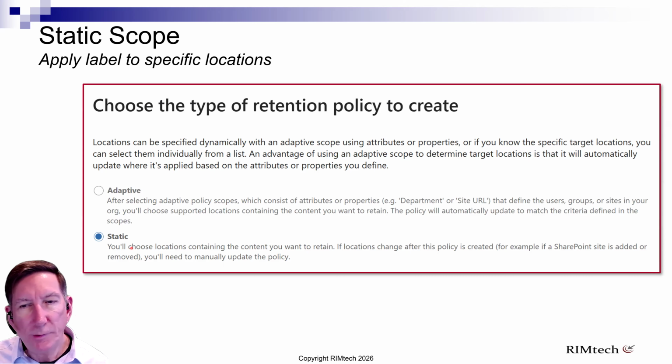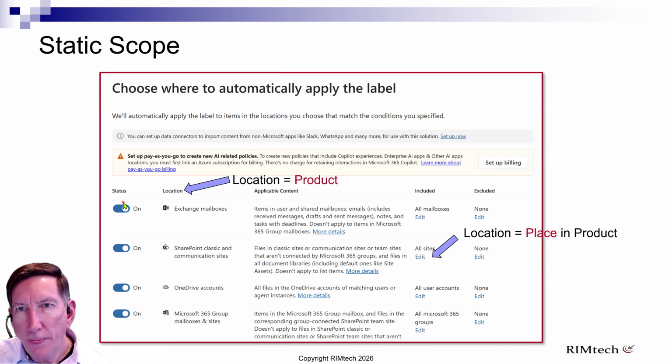A static scope is simple. Tell me what product, i.e. SharePoint, and what locations within that product, i.e. what sites, and potentially what libraries. You just tell me where I'm going to look. And Purview will not look outside that range when it's applying the rule. So you're just setting the boundary, the range, okay? An adaptive scope is far more complicated. An adaptive scope says, instead of specifying where, specify who. More on that in a minute.